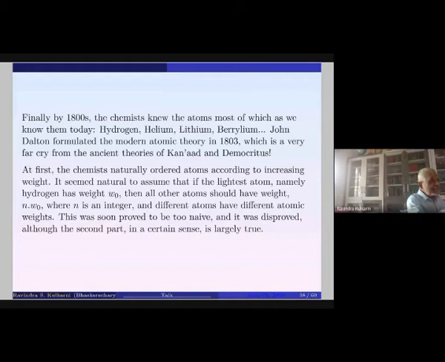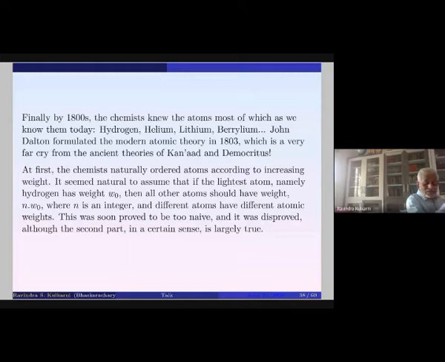Finally, in the 1800s, the chemists knew the atoms, most of which as we know them today. There's a nice list. Just as we teach our young children 1, 2, 3, 4, 5, we may as well teach them hydrogen, helium, lithium, beryllium, boron, carbon, nitrogen, oxygen, and so on. John Dalton formulated the modern atomic theory in 1803, which is a very far cry from the ancient theories of Democritus. At first, the chemists naturally ordered the atoms according to increasing weight, because that is how we understand matter, through weight.